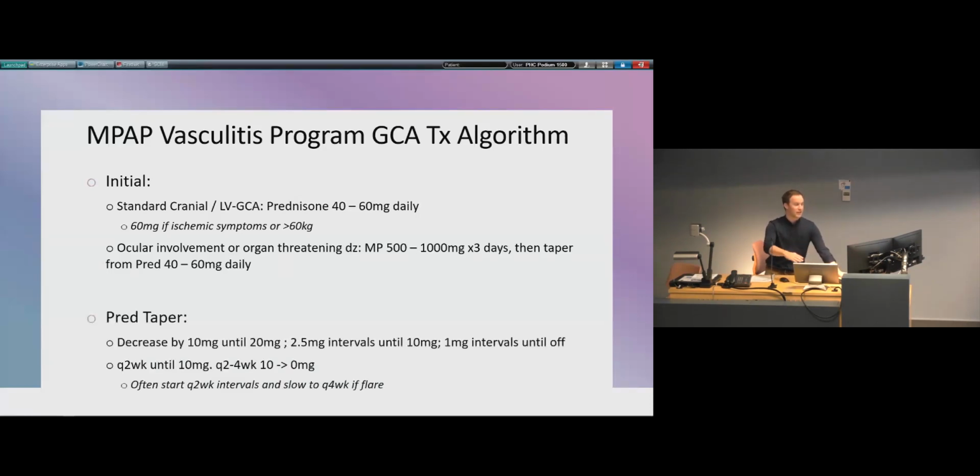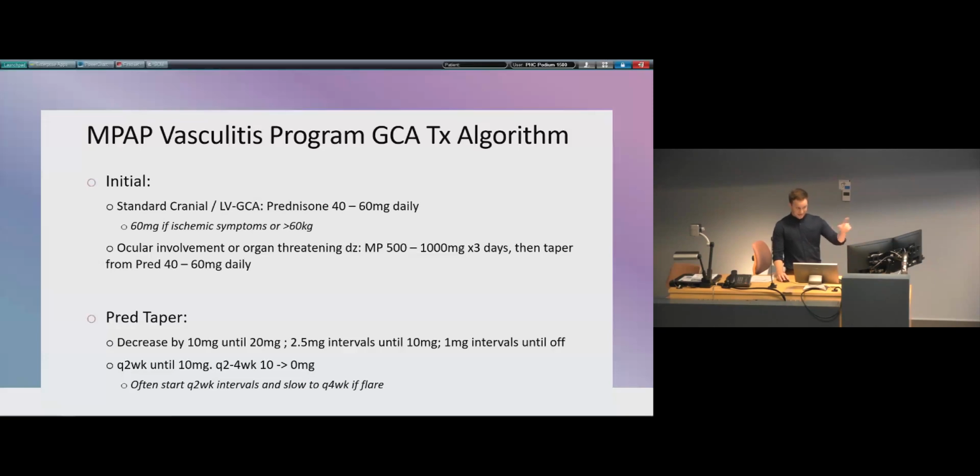and typically lay out that Q2 week taper, which again is a bit more aggressive, but we are trying to hope for the best and prepare for the worst. And so from 60 or 40, we're decreasing by 10 milligrams every 2 weeks down to 20 milligrams. Then we slow down to 2.5 milligrams every 2 weeks down to 10, and then right down to 1 milligram per Q2 week interval until they're off.